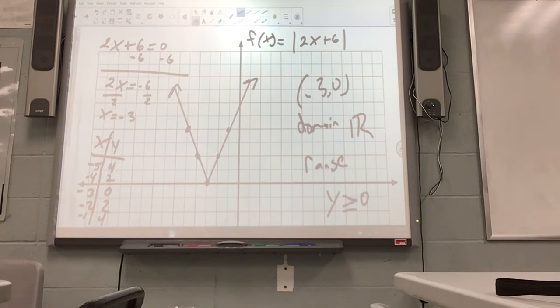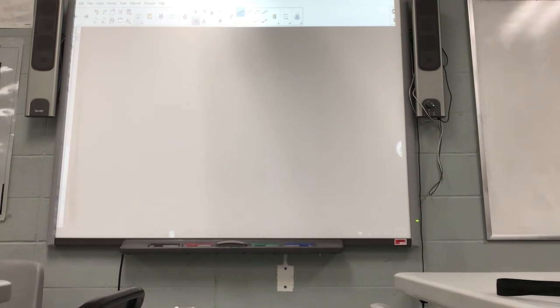Okay, so I talked about when stuff was outside. So let's do one where we got stuff outside. What was the range on that? Graded y is greater than or equal to 0.